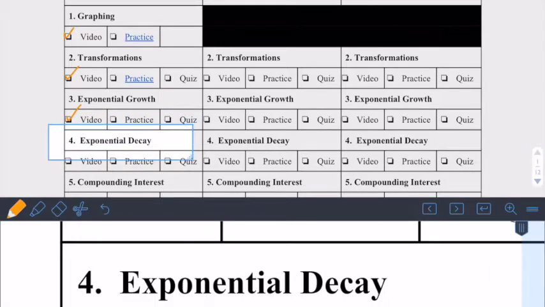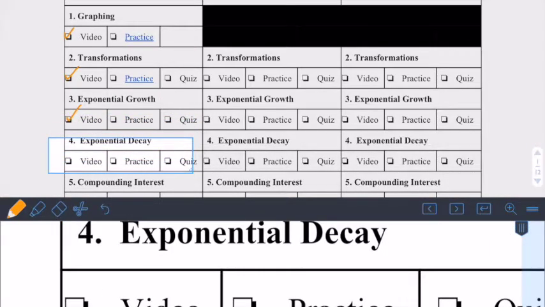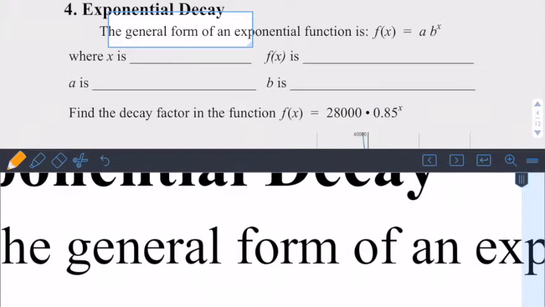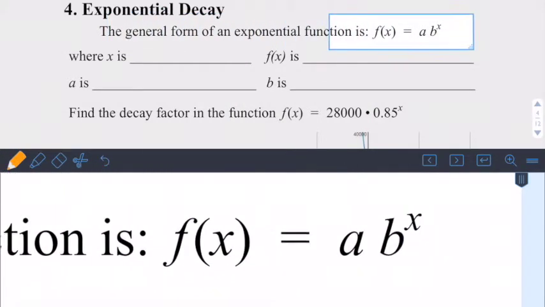This is Tier 1 Lesson 4, Exponential Decay. So exponential decay is going to be the same thing. Remember our general form right here?